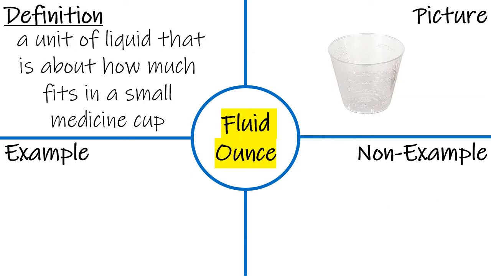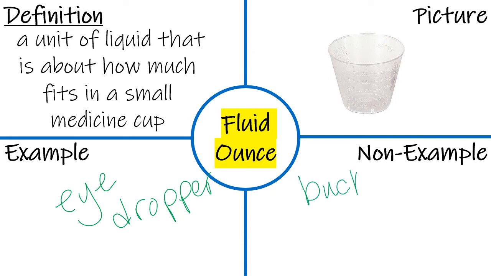So the smallest unit of measurement we have is the fluid ounce. And one of those little medicine cups like you see in that picture right there that you might get from the pharmacy, that's about a fluid ounce. Another example might be an eyedropper. That holds about a fluid ounce. A non-example might be something really large, like that bucket we talked about earlier. That would be way more than a fluid ounce. Or something like a bathtub. That would be way more.